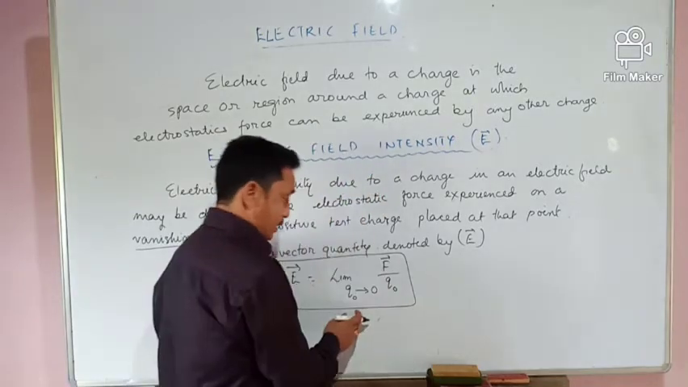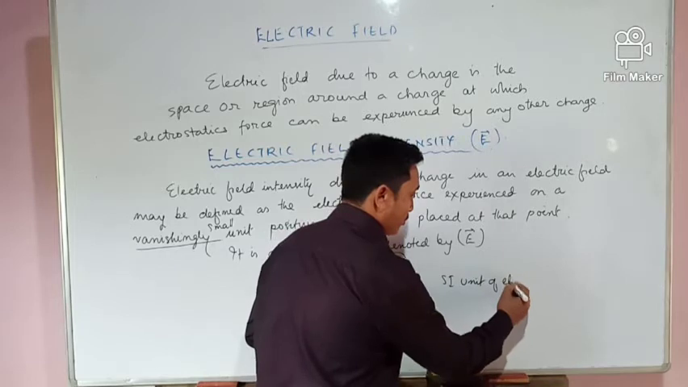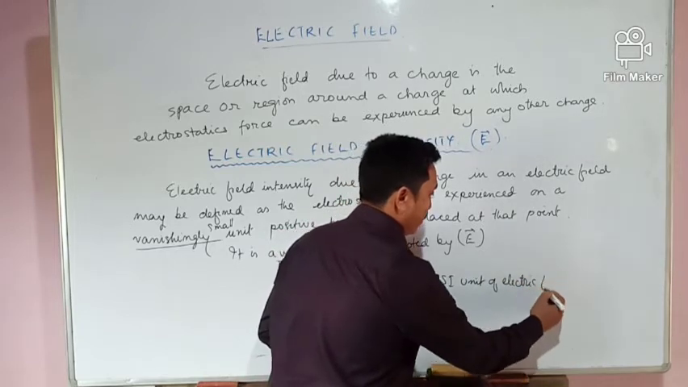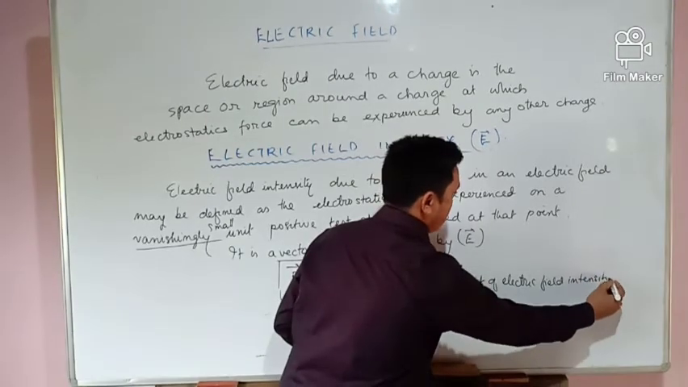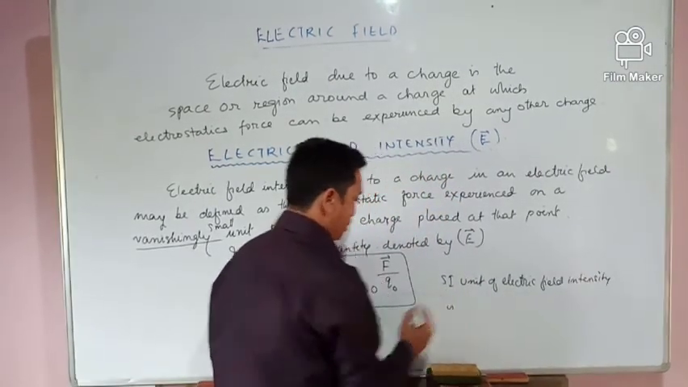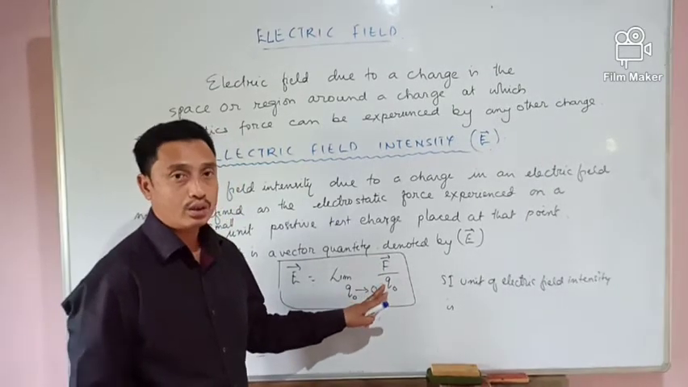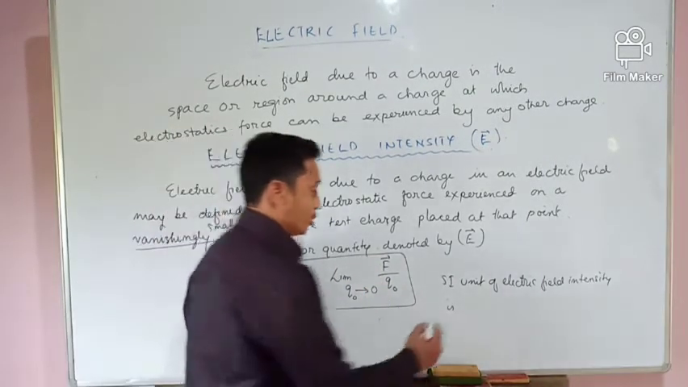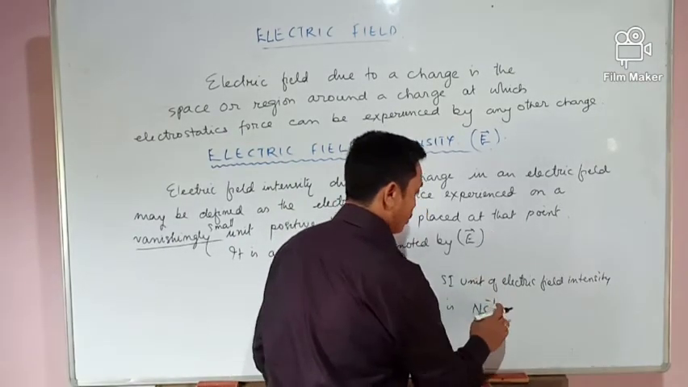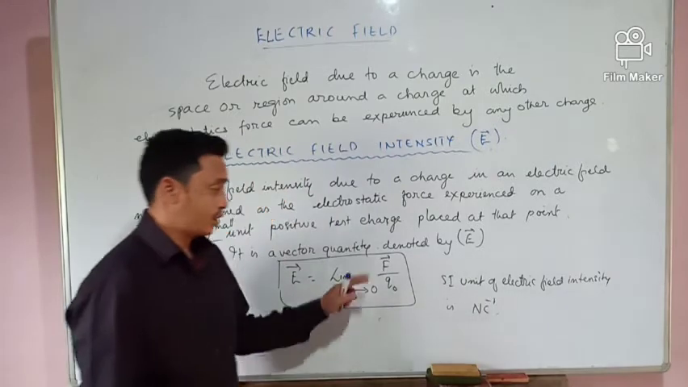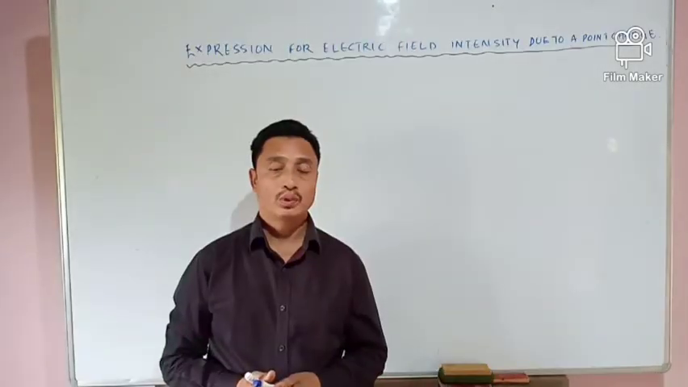Then what is the SI unit? The SI unit of electric field intensity: force is measured in Newton, and Q naught is measured in Coulomb. So that is Newton per Coulomb. Newton per Coulomb is the SI unit of what? The SI unit of electric field.